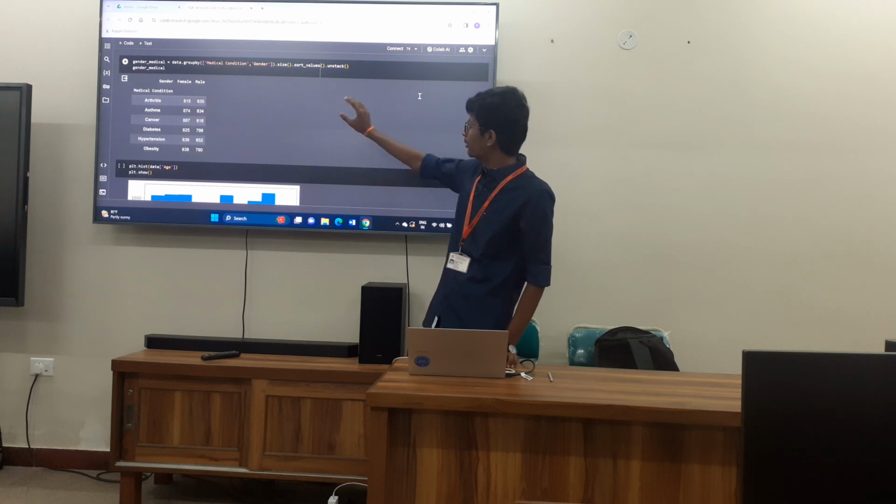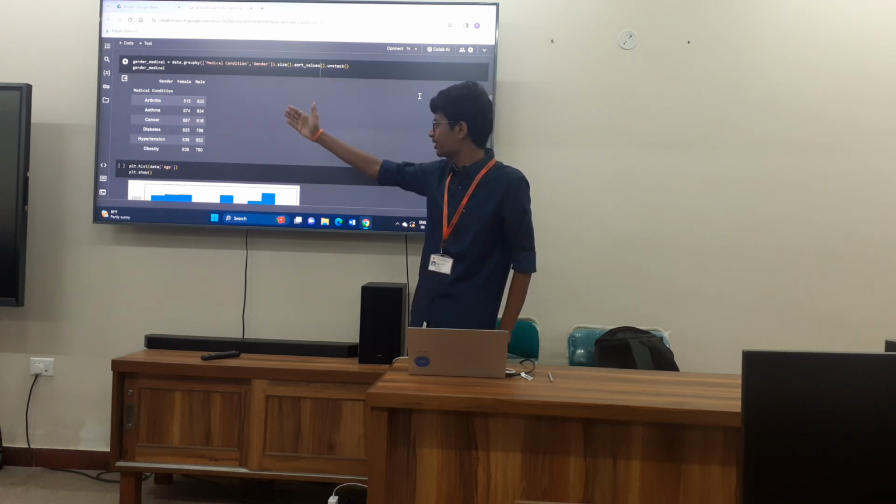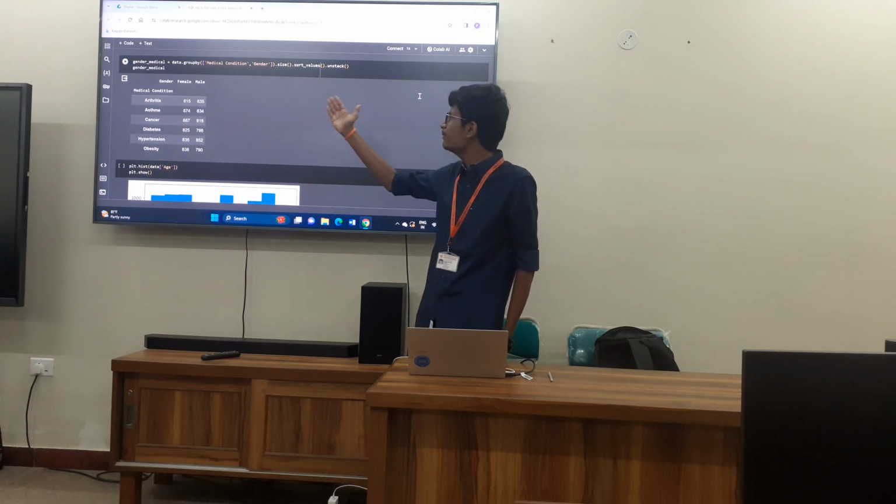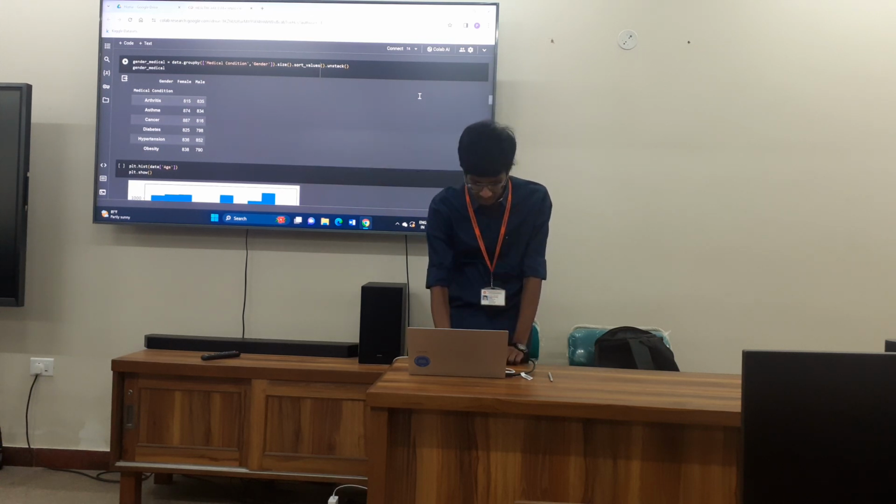These are the number of people suffering from different medical conditions. I have displayed the gender-wise distribution of female and male.